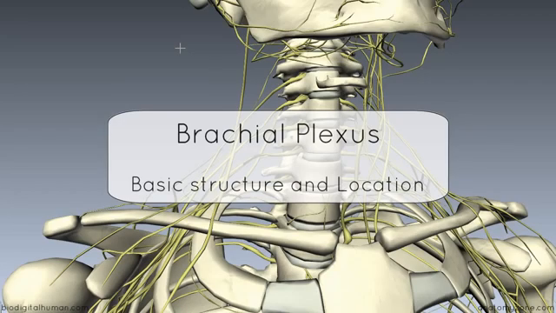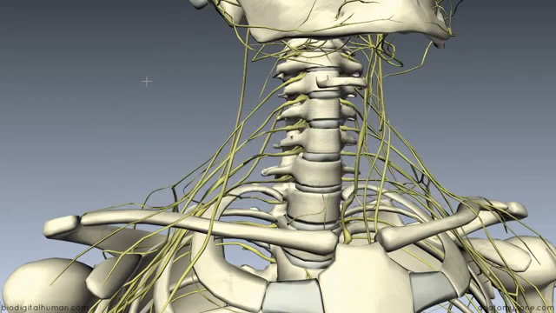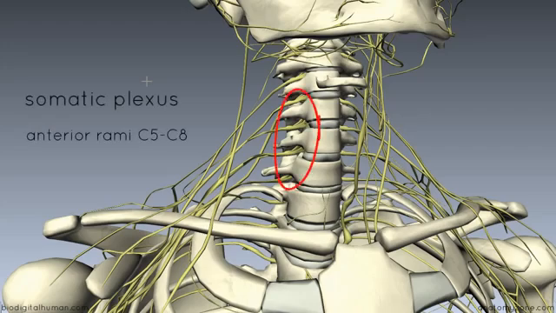Okay, so this is a tutorial on the brachial plexus. The brachial plexus is a somatic plexus formed by the anterior rami of C5 to C8 and most of the anterior ramus of T1.